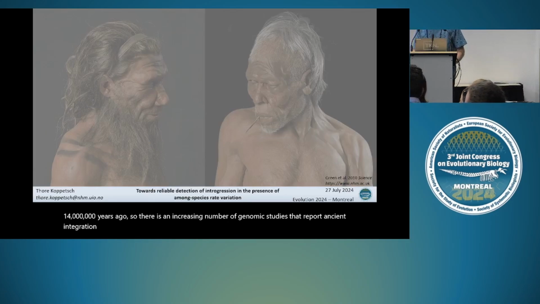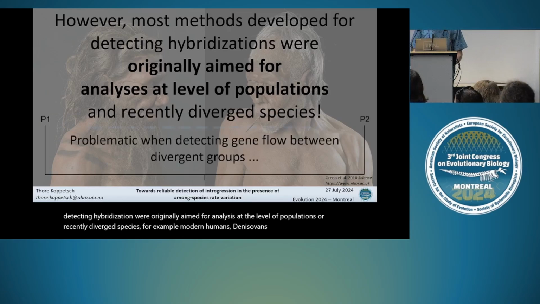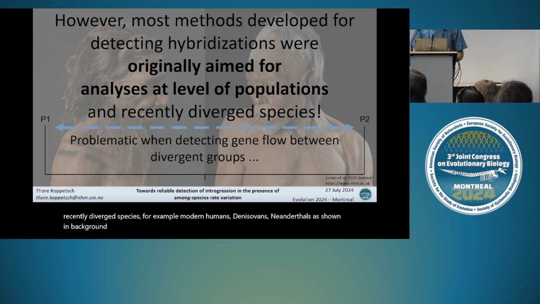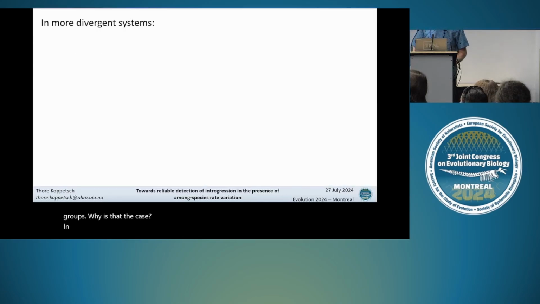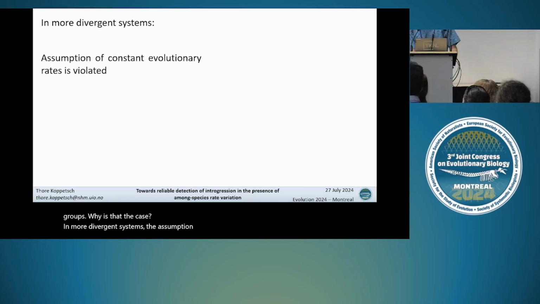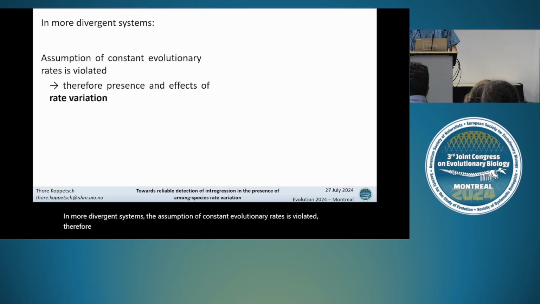But this is a bit problematic because most of the methods developed for detecting hybridization were originally aimed at analysis at the level of populations or recently diverged species, for example, modern humans, Denisovans, and Neanderthals, as shown in the background here. But this is problematic when detecting gene flow between divergent groups. Why is that the case? In more divergent systems, the assumption of constant evolutionary rates is violated. Therefore, rate variation is both present and affecting these introgression tests.